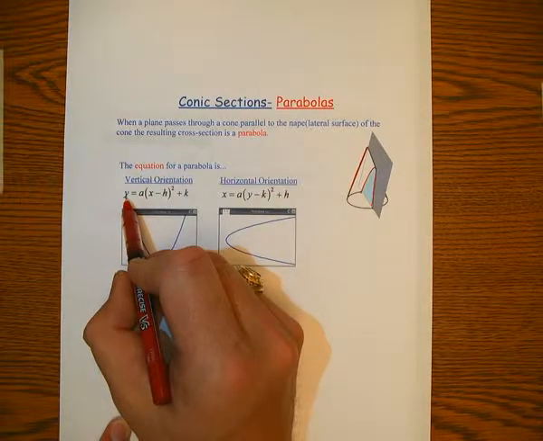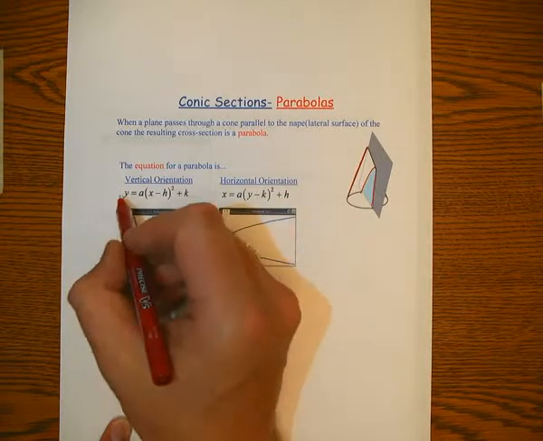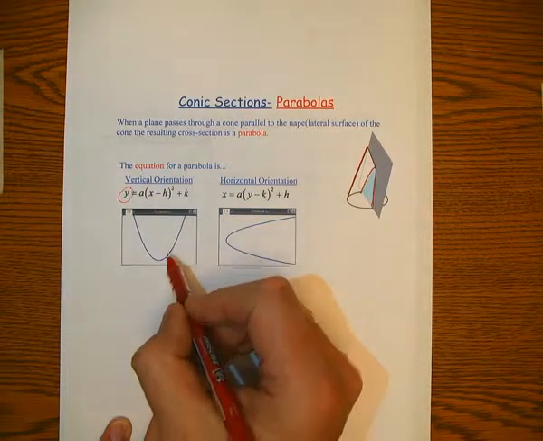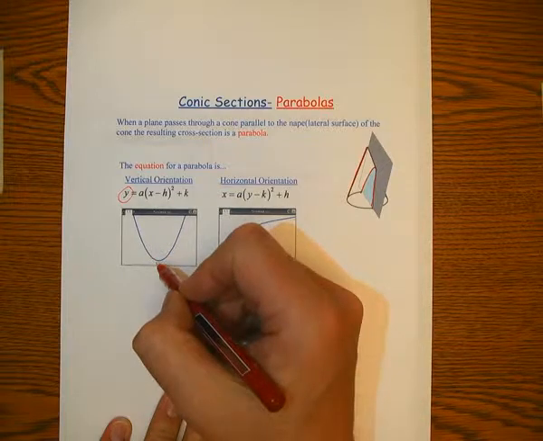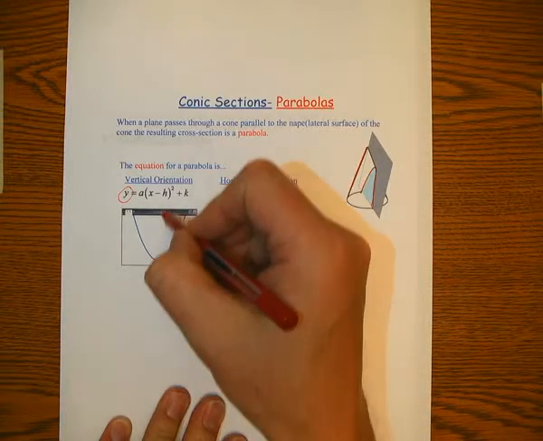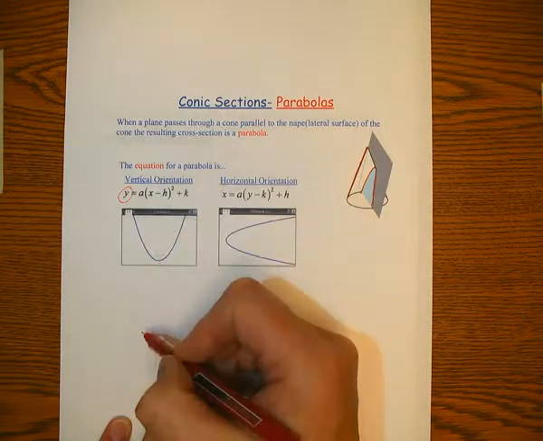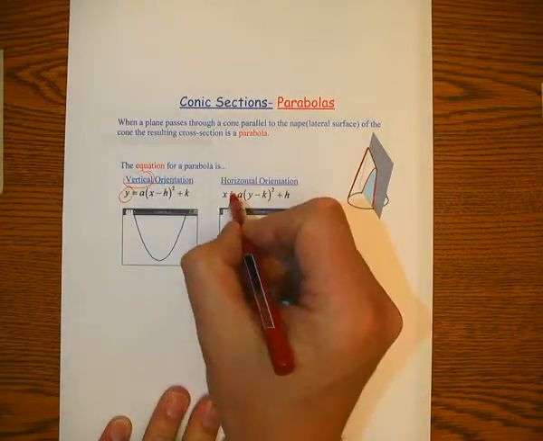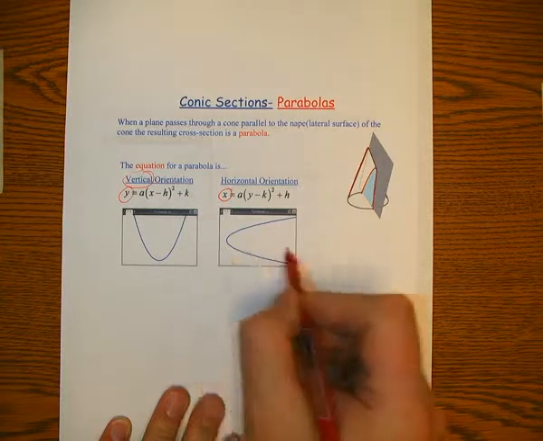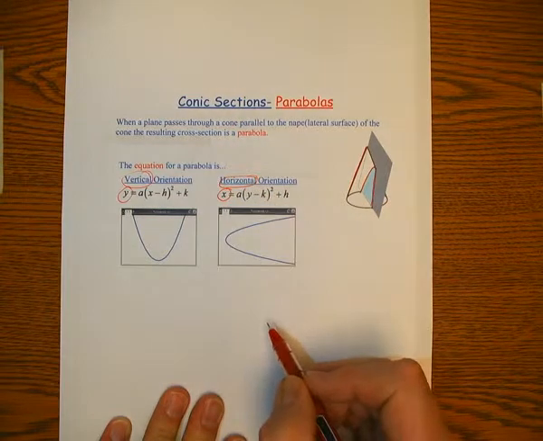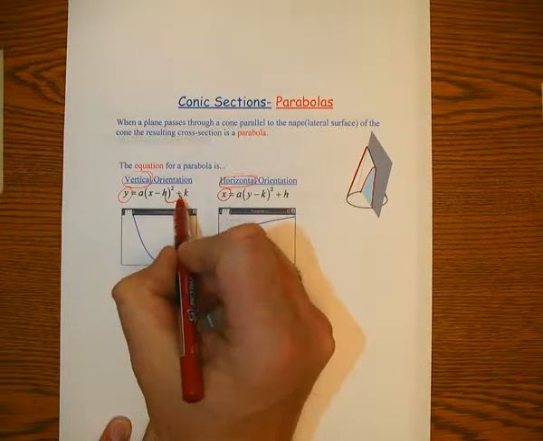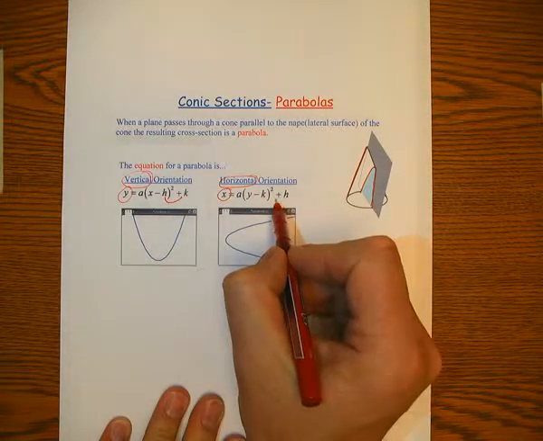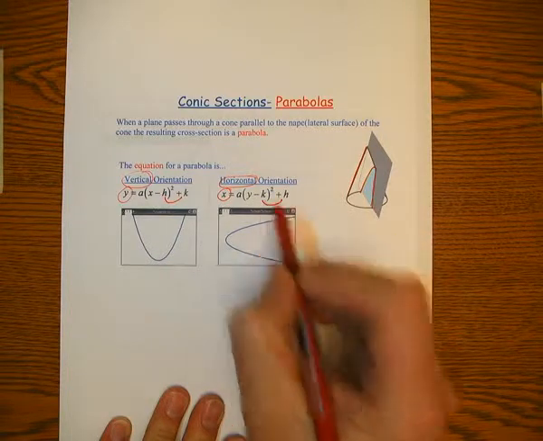When you have a vertical orientation, your equation starts with y equals. So one way that you can remember this is that if it starts with y, then the y direction is vertically. If it starts with x, your x direction is horizontally. And also notice that your h and k values are right here, and then in the other orientation they are switched. Those are some of the main differences in your equations.